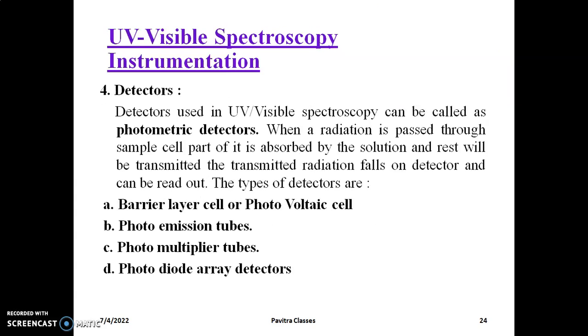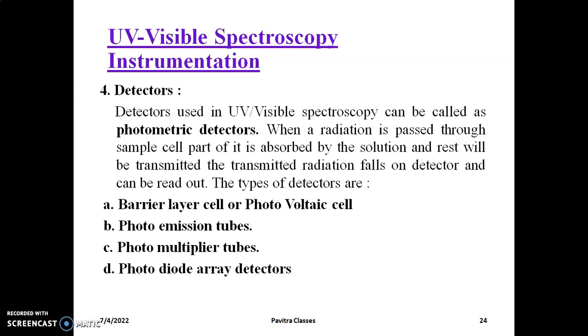Fourth part is the detector. Detectors are the major part of UV visible spectrophotometry. In UV and visible, these detectors are called photometric detectors. When light radiation is passed through the sample, some part of the light is absorbed by the sample. Whatever light is transmitted from the sample falls on the detector, and we analyze the transmitted light on the detector. We calculate the incident light and transmitted light, and on the basis of this principle we calculate the sample absorption.